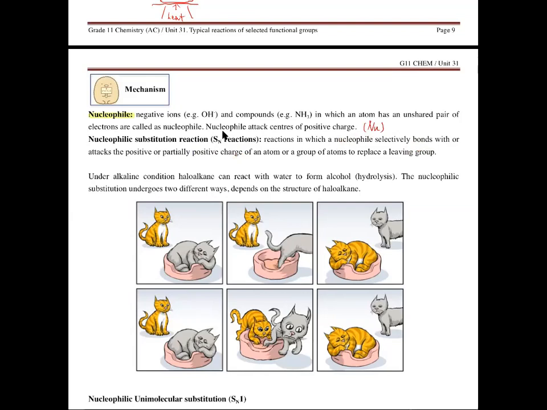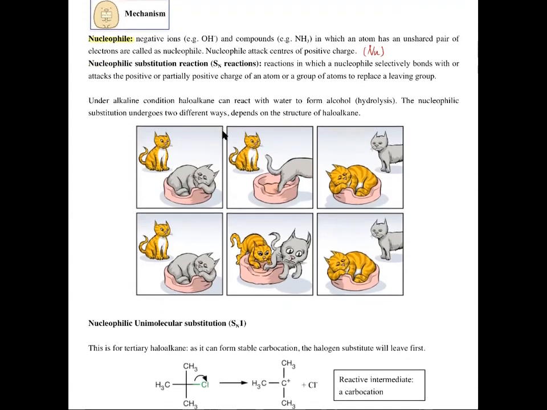And for nucleophilic substitution, it would undergo two different ways. Here is a very simple representation to let you know the difference. In this diagram, you've got two cats. This cat is a nucleophile, so it will eventually replace the leaving group. At the beginning and the end the product is the same, but it goes through two different ways. What are the differences?